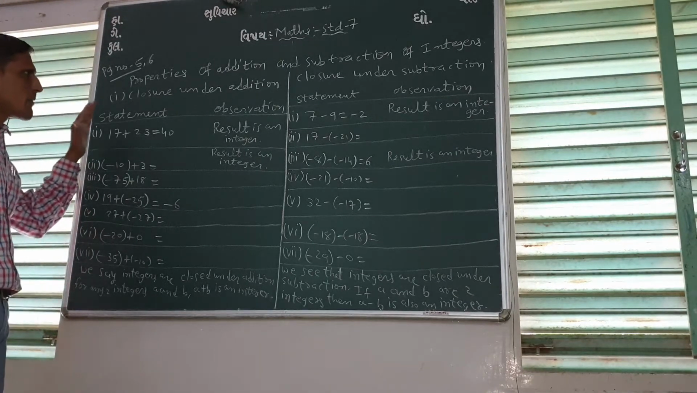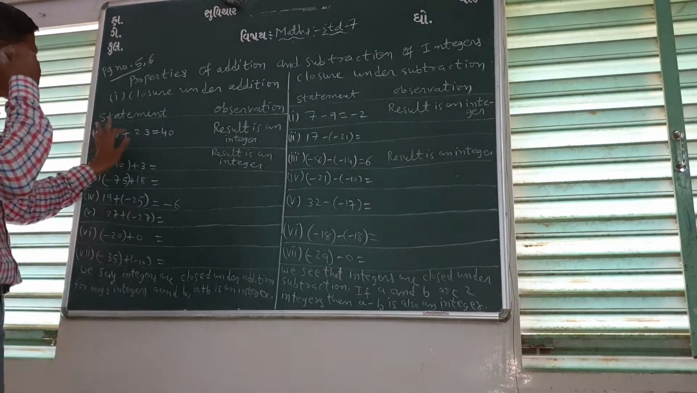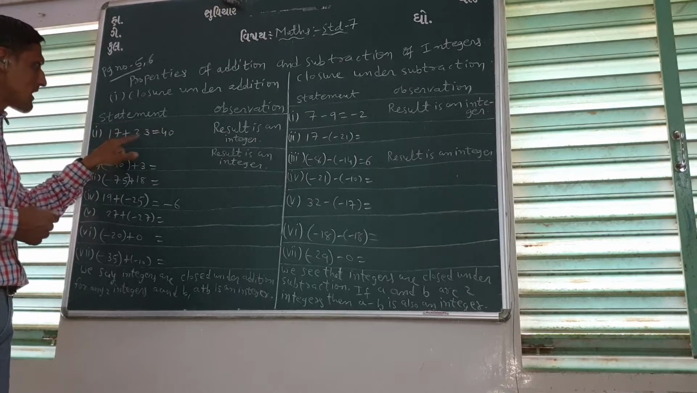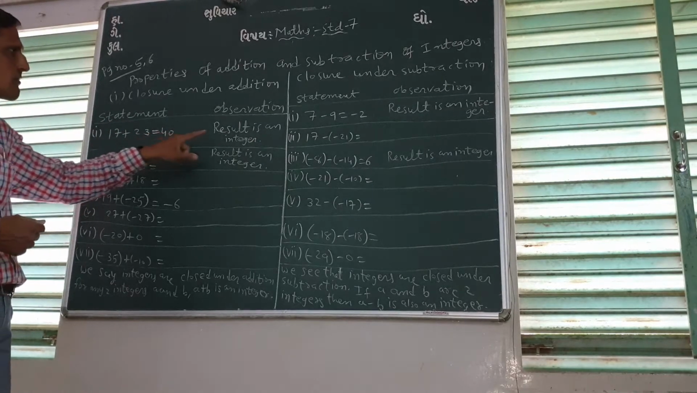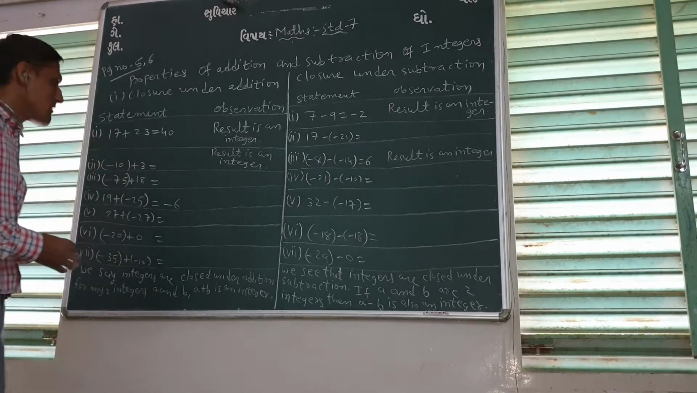Right? Statements are given and observation they have written. 17 plus 23 if we are doing, then answer is 40. Means we are adding two integers and answer is also integer. Right? So we have written the result is an integer. Then minus 10 plus 3.